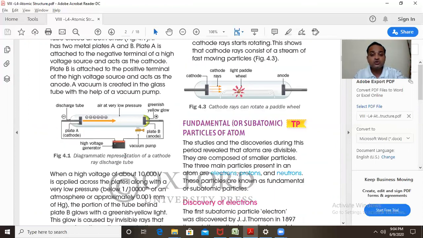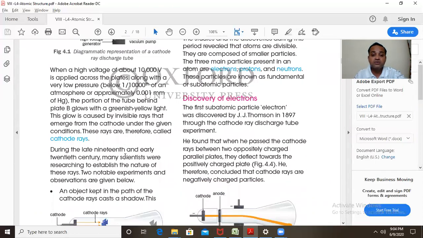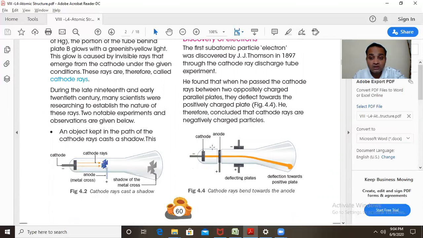And this discharge tube was used for the discovery of electrons by Sir J.J. Thomson in 1897. So who discovered the electrons? Sir J.J. Thomson. What did Sir J.J. Thomson do? He took the discharge tube and he found that when the discharge tube was in a working condition, from the cathode, rays were emitted and they traveled towards the anode.